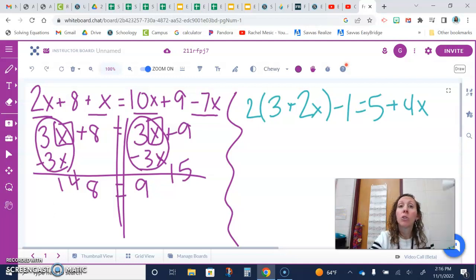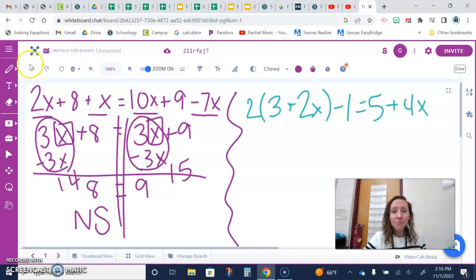So that means it's called no solution. There's no possible value for x. You can just abbreviate that today with the letters NS, no solution. All right, let's try this next silly one.